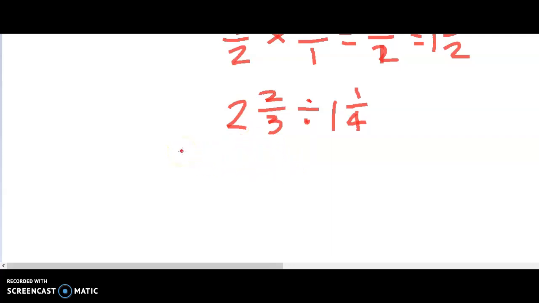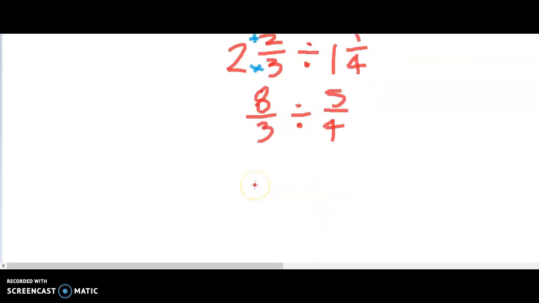So remember, to make an improper fraction, we multiply the whole number by the denominator and then we add the numerator. So when we do that, for this one, 2 times 3 is going to be 6, and then plus 2 is 8. So we would get 8, and then we keep the denominator, 8/3. I'm going to bring down our division sign, and then we're going to do the same thing here, multiply the whole number by the denominator, add the numerator. So 1 times 4 is 4, plus 1 is 5, so we get 5/4.